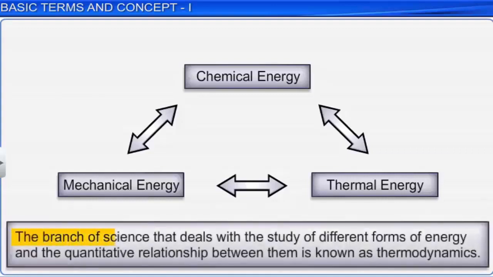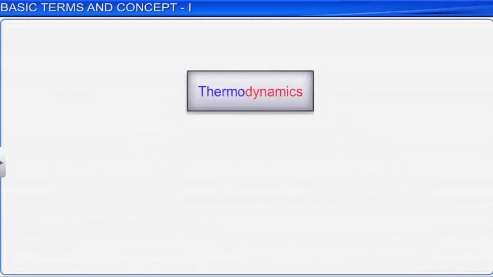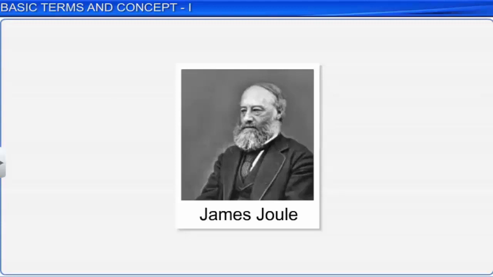The branch of science that deals with the study of different forms of energy and the quantitative relationship between them is known as thermodynamics. The term thermodynamics is derived from the Greek word thermos, meaning heat, and dynamics, meaning flow. It was coined by James Joule in the early 19th century.